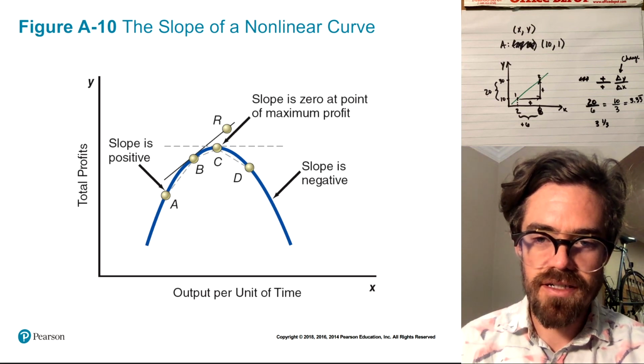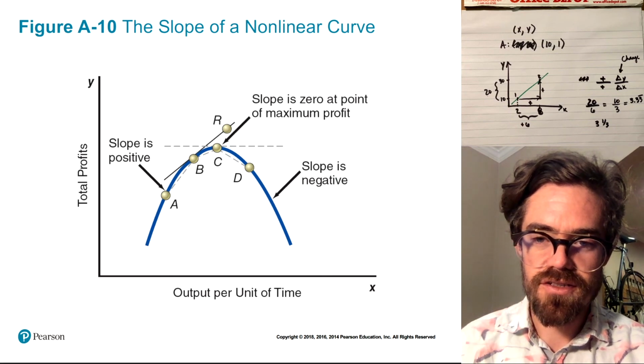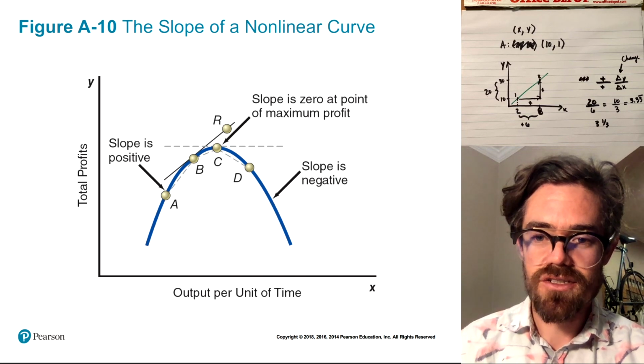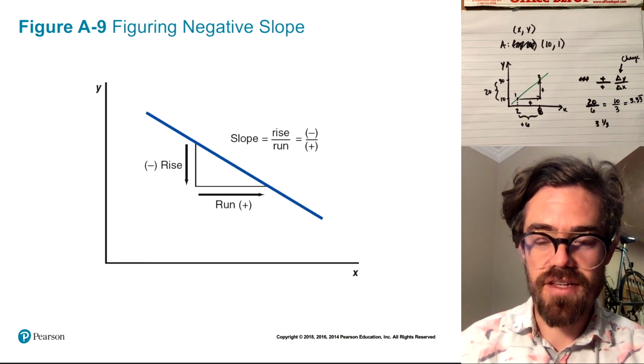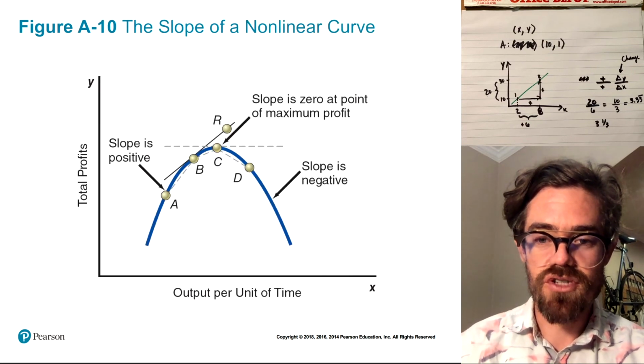And then at point D, you have a negative slope, and the further you move to the right on the graph, the slope becomes increasingly negative, so a bigger negative number, right? That's basically the nature of a nonlinear curve. It's a line or a curve that has a changing slope, whereas a straight line has a constant slope. The slope is not changing here, whereas here the slope is changing.